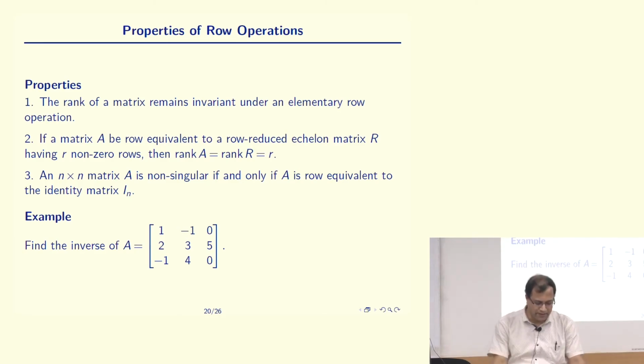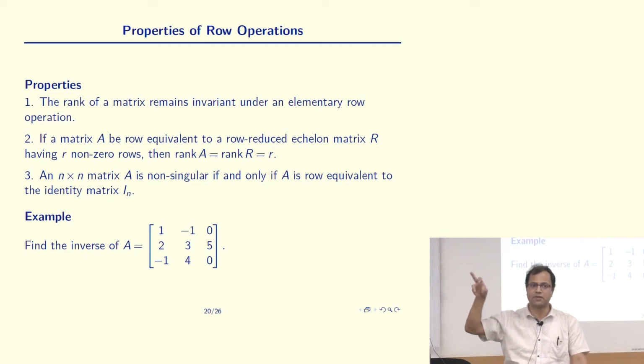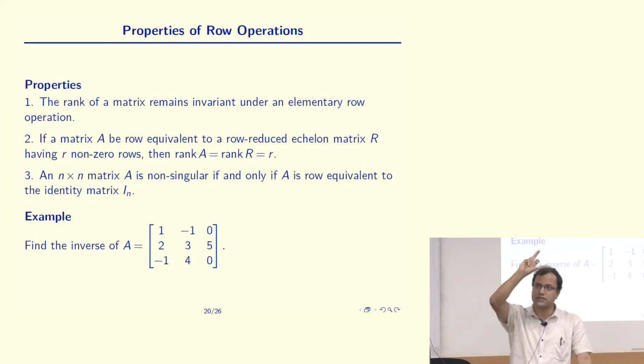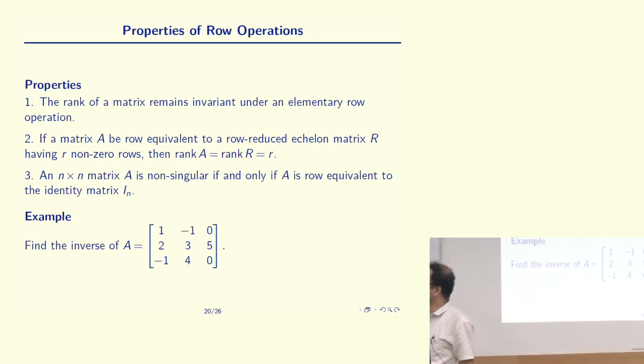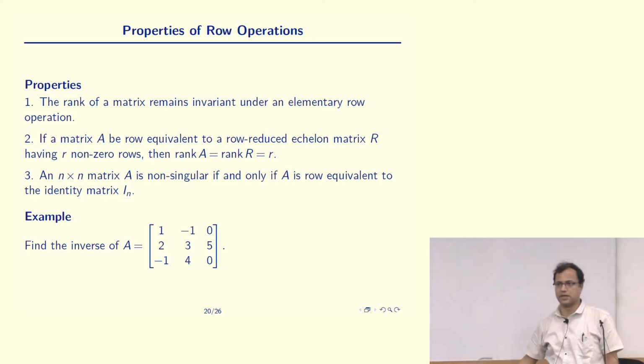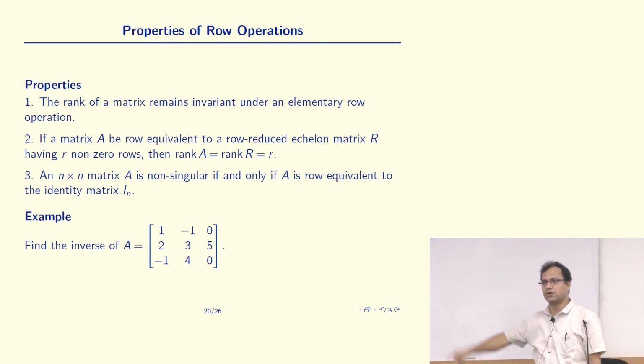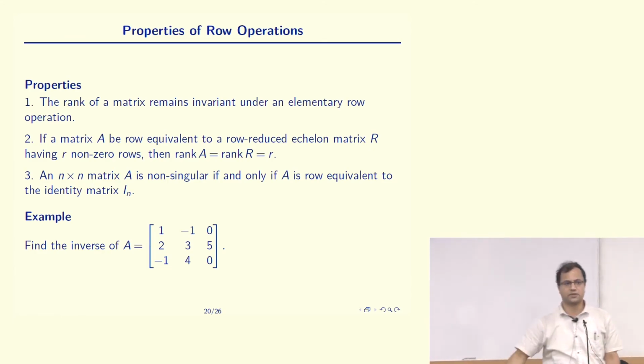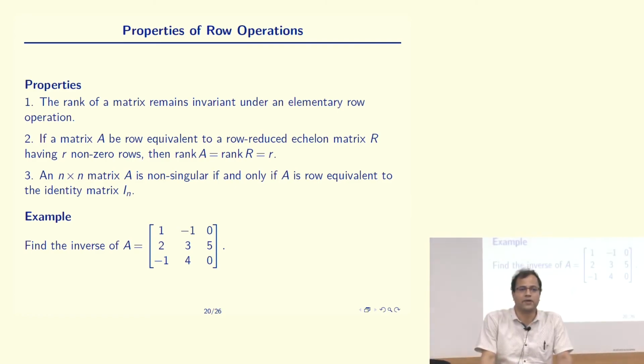The second property is that the rank of the row reduced echelon matrix, say R, is the number of pivots in that row reduced echelon matrix. That will be the rank of the original matrix A. So the rank of A is the same as the rank of R, which is equal to the number of pivots in the row reduced echelon matrix. This is how we will be computing the rank of a matrix.